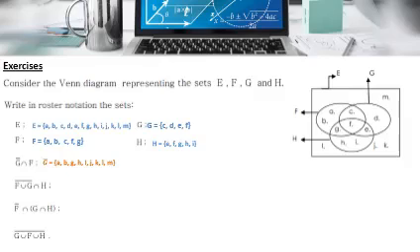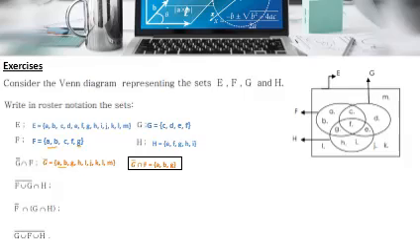Now I need to find the elements that are found in G bar and F. So I need the intersection of G bar and F. If you look at F and G bar, the common elements are A, B, and what else? G. So those are the common elements: A, B, G.